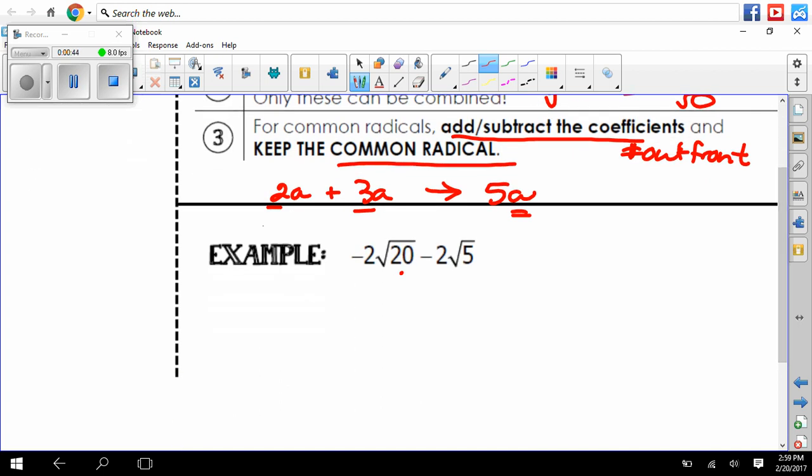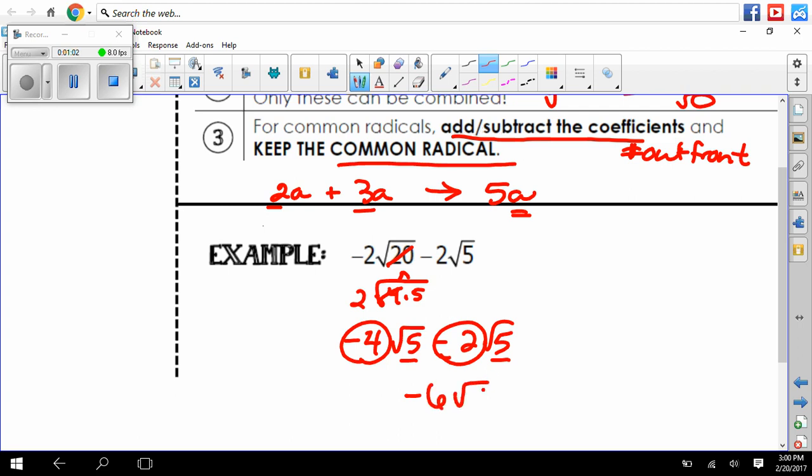So here, I'm going to break it down first. 4 times 5. Square root of 4 is 2. So on the outside, I'm going to end up with negative 4 radical 5 and 2 radical 5. Now, they have the same radicand. So negative 4 minus 2 is 6 radical 5. Combining like terms.